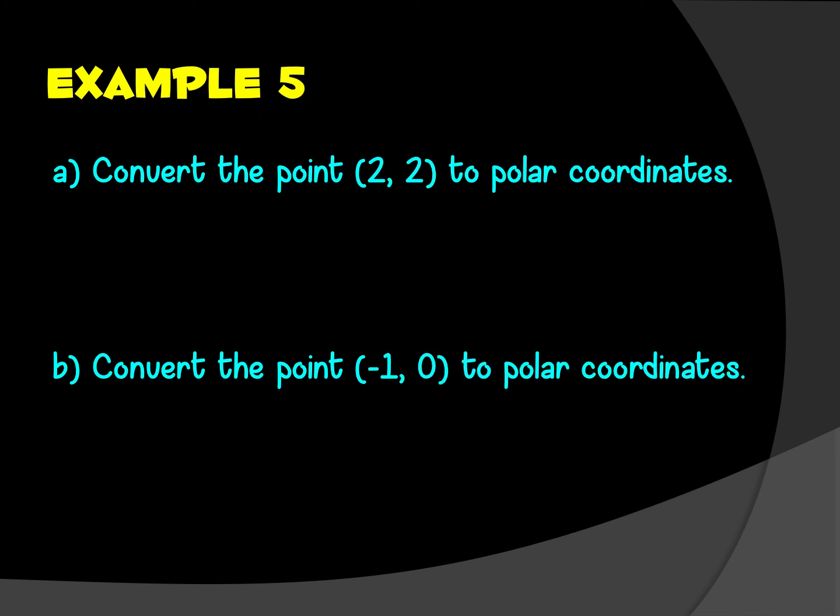Now we're going the reverse. Now we're going rectangular to polar. So for rectangular to polar, we need r and we need theta. r squared equals x squared plus y squared. We'll solve for r. And tan theta equals y over x. And then we'll use the tan negative 1 of y over x.